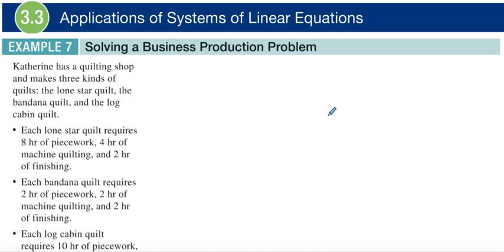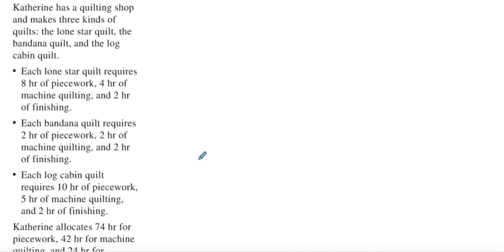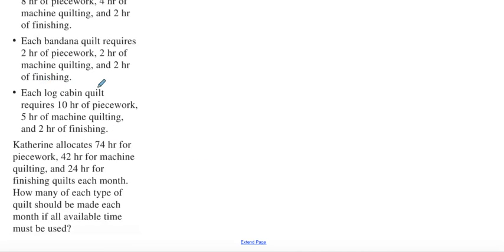Okay, and we have some descriptors for each of these. Each Lone Star quilt requires 8 hours of piecework, 4 hours of machine quilting, and 2 hours of finishing. The Bandana quilt requires 2 hours of piecework, 2 hours of machine quilting, and 2 hours of finishing. And each Log Cabin quilt requires 10 hours of piecework, 5 hours of machine quilting, and 2 hours of finishing. And if that wasn't enough information, Catherine allocates 74 hours for piecework, 24 hours for machine quilting, and 24 hours for finishing quilts each month. That's all she has, you guys, so don't try to do any more.